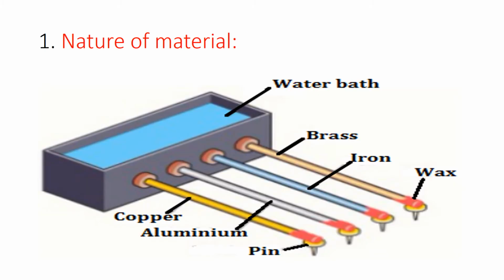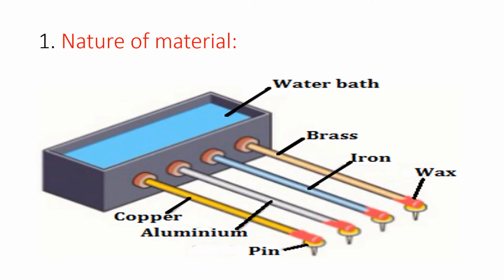We are going to look at these factors that affect thermal conductivity one by one. So let's start with nature of material. As we've said, some materials are better conductors than others. So look at this. We have brass, iron, copper and aluminum. There are pins attached to these metals using some wax, and you can also see that these metals have been connected to a hot water bath.